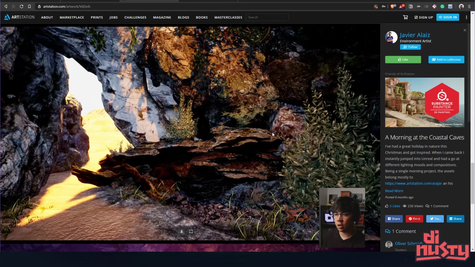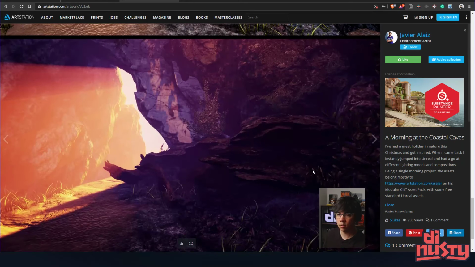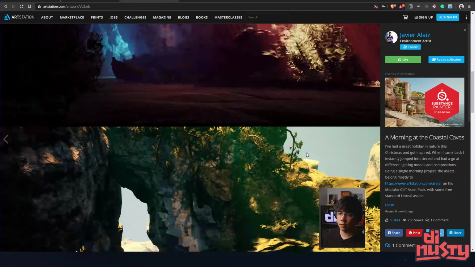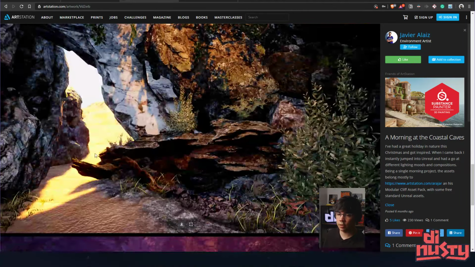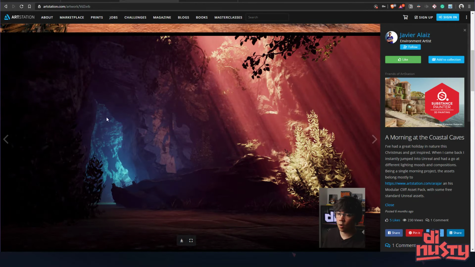So this is just using content that already exists and just working with lighting, I take it. Yeah, so modular kit. Yeah, cool. And the colors are really interesting. And compositionally, this is pretty cool. Leading you through a space. I really like this one.